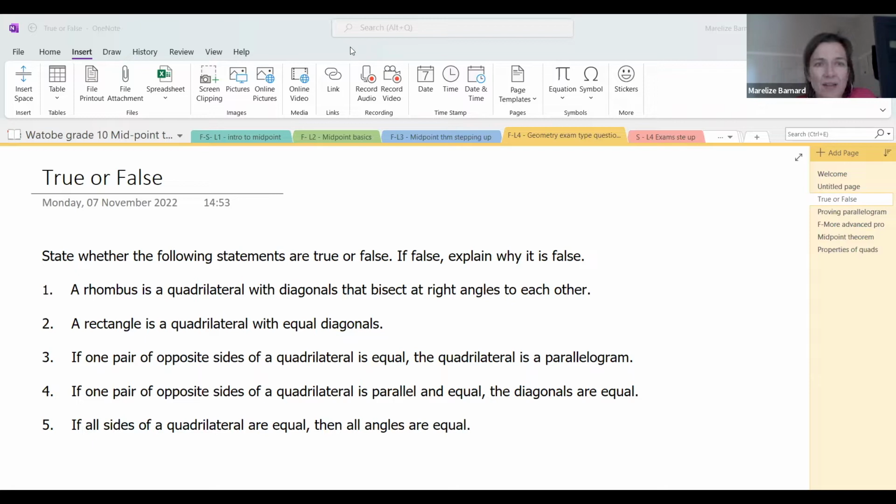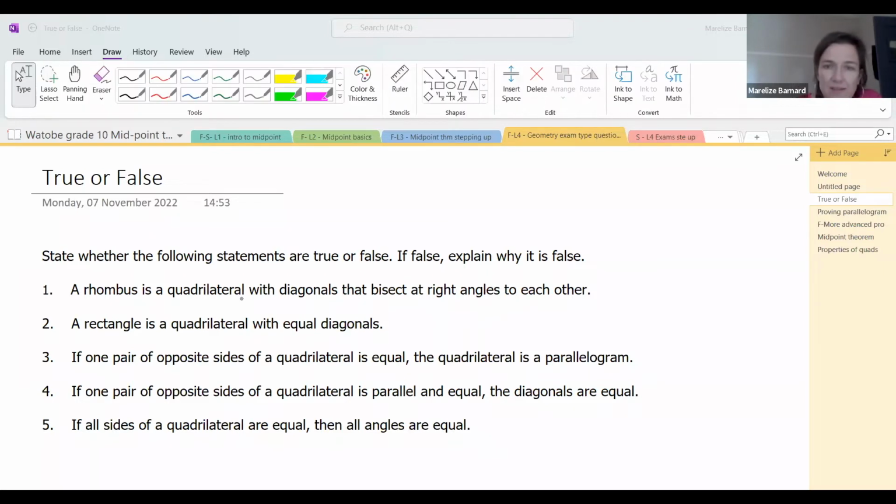Right. Okay, looks like most of you are done now. So let's start answering the questions. Feel free to put your answer in the chat. A rhombus is a quadrilateral with diagonals that bisect at right angles to each other. Is that true or false? So the diagonals of a rhombus bisect at right angles to each other.